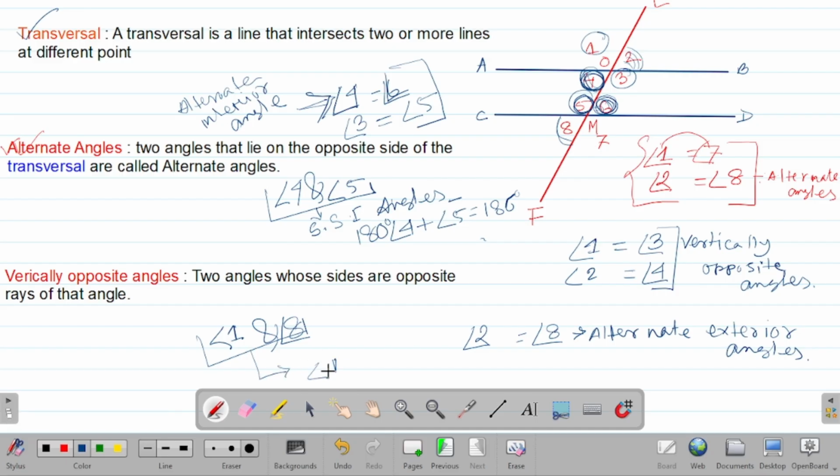If you add angle 1 and angle 8, the measure would be 180 degrees. That means these two angles are supplementary to each other.